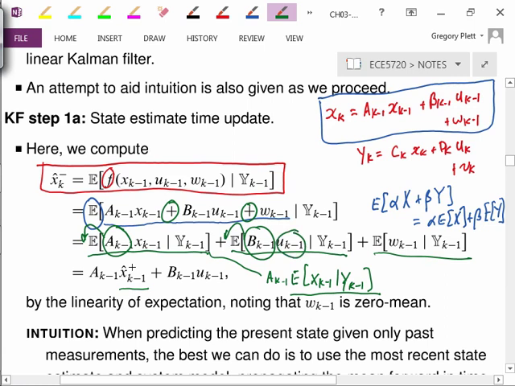The U signal is a deterministic signal in the sense that it's measured. It's not a random variable. So the expected value of something deterministic is itself, so I simply write that as B times U. And finally, we have said that we are assuming the noise process W is zero mean, so the expected value of W is 0.